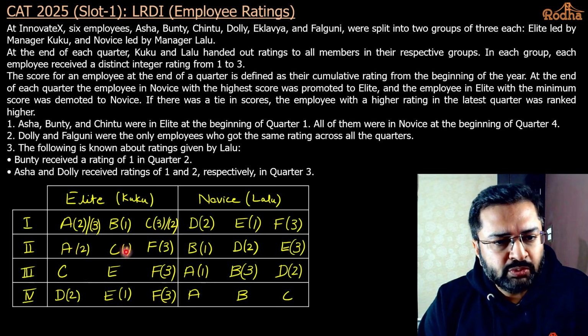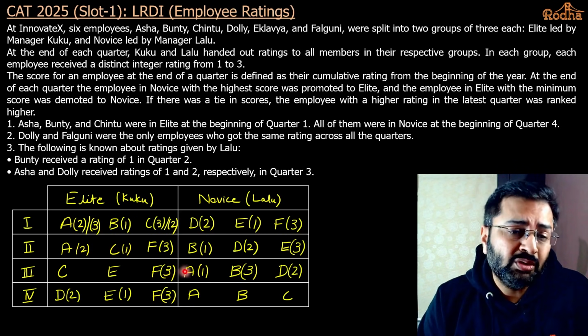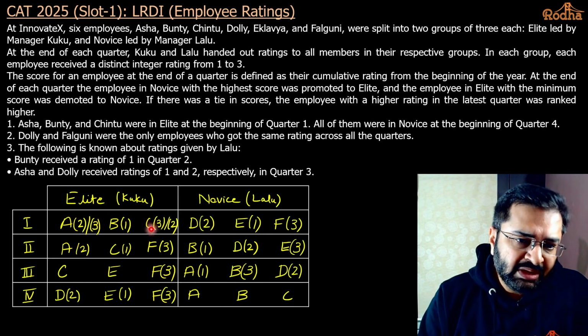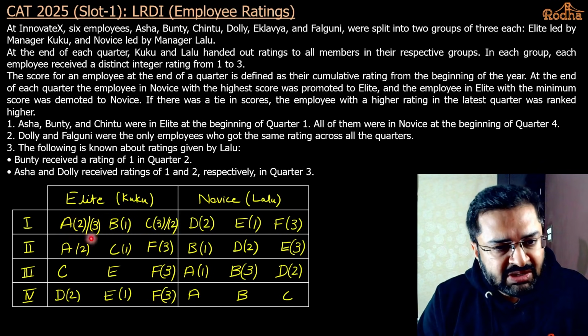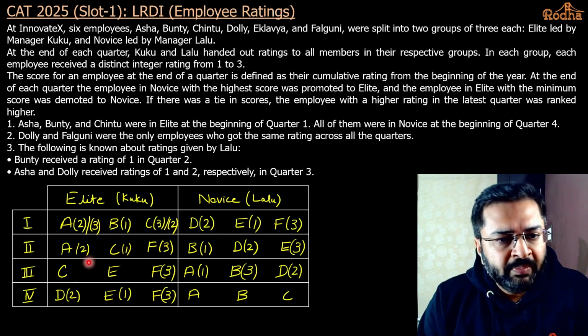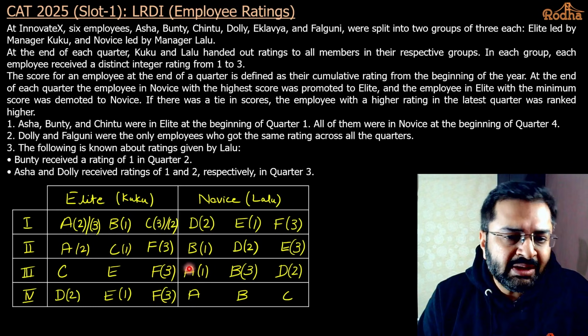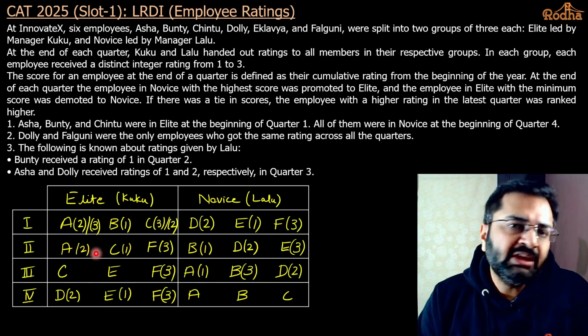This 2 plus 1, 3, and A would be at 3 plus 2, 5. Who would go out? C. Not possible. It means that in both these cases, when A is 2 and C is 3, and the second case in which A is 3 and C is 2, we have to put the rating of A as 1 and C as 2, and only then A would be demoted, otherwise C would be demoted.